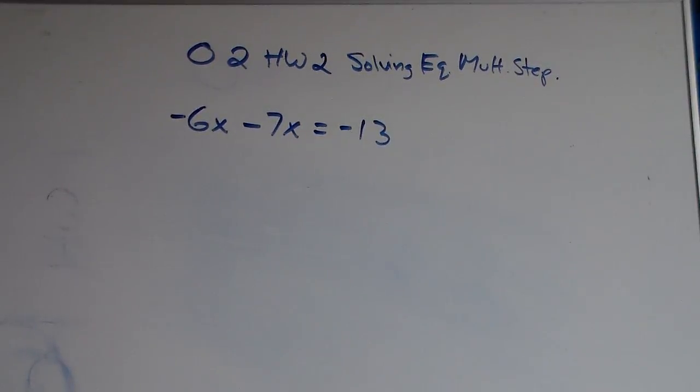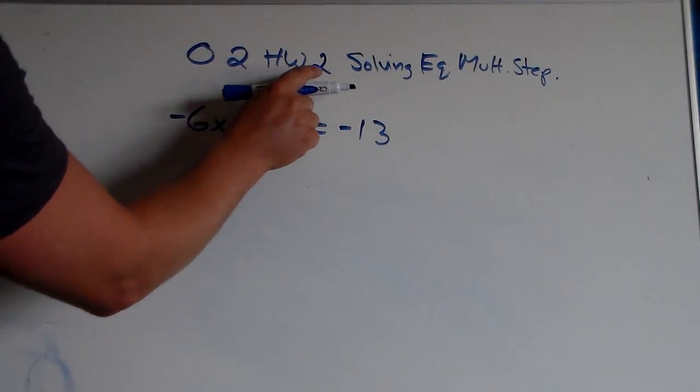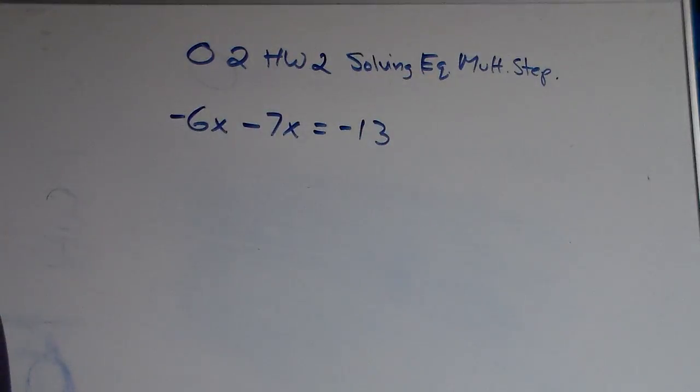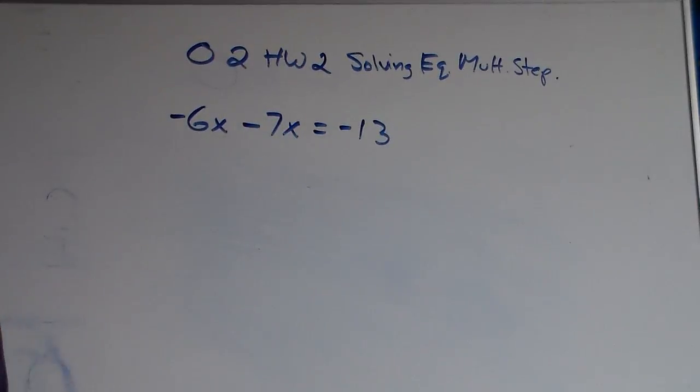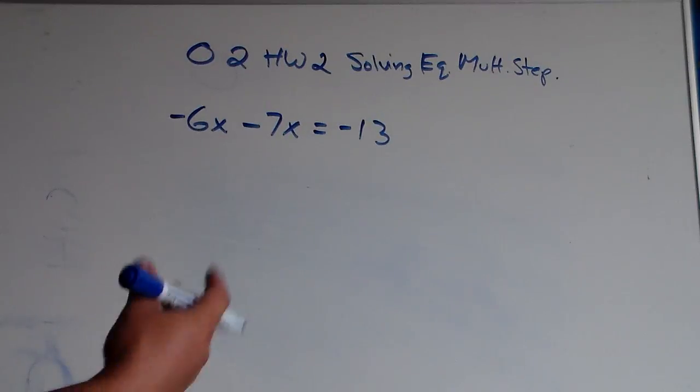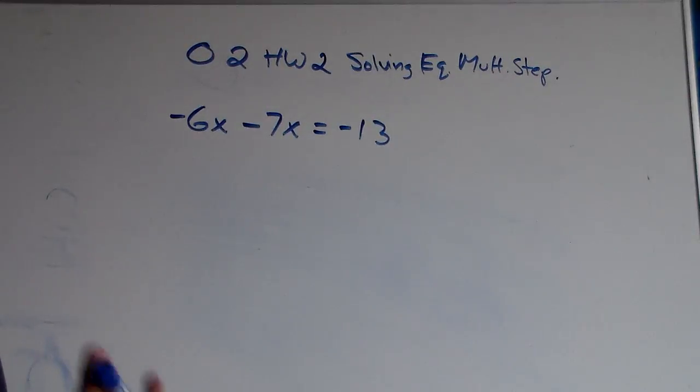Alright, this is homework 02HW2, solving equations multi-step. And our problem number 1, here's negative 6x minus 7x equals negative 13. What we're going to be practicing over the next couple of problems is combining like terms, for you guys to get more and more comfortable with what combining like terms is and how it's used in equations.